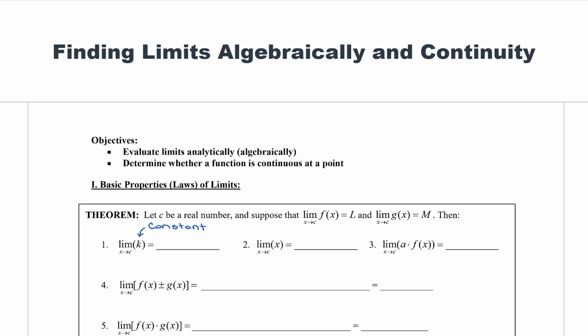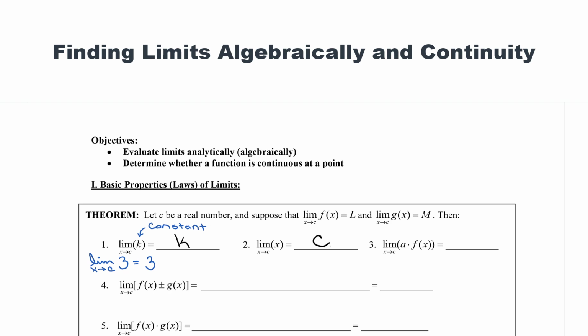And so the limit, once again, as x approaches c of k is just going to be equal to that same constant k. I'm going to put a little example here underneath the first property. I'm going to write the limit as x approaches c of 3 is going to be equal to 3. The second property, the limit as x approaches c of x equals c.